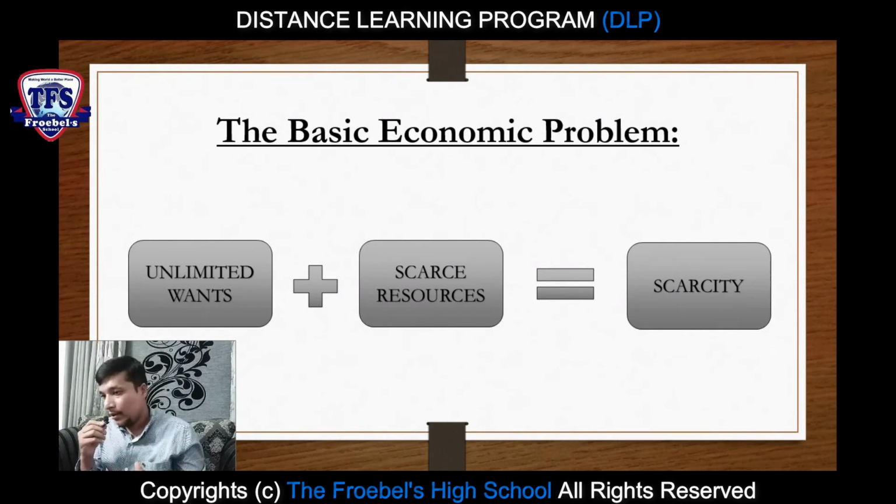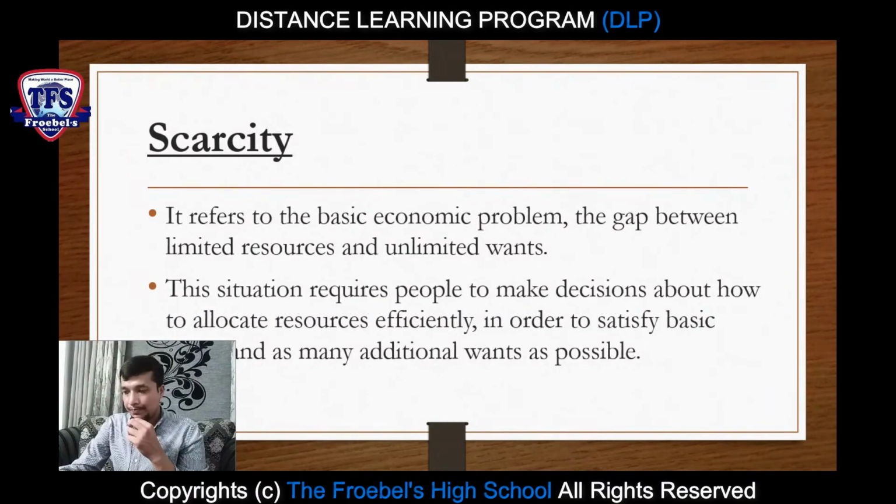Now we discuss the actual definition of scarcity. It refers to the basic economic problem. As we have discussed earlier, scarcity is derived from the definition of economics: the gap between limited resources and unlimited wants. Resources are limited, but wants are unlimited. So here comes scarcity. Scarcity is derived from unlimited wants with limited resources.